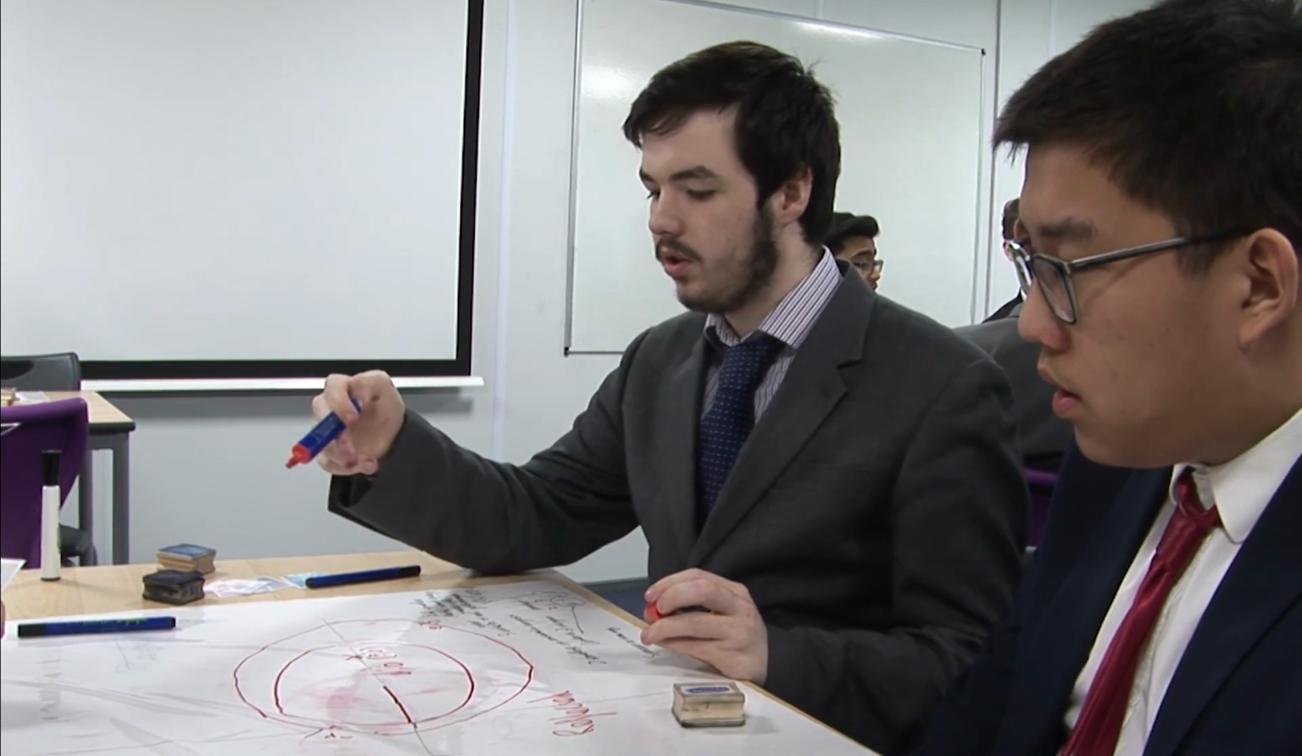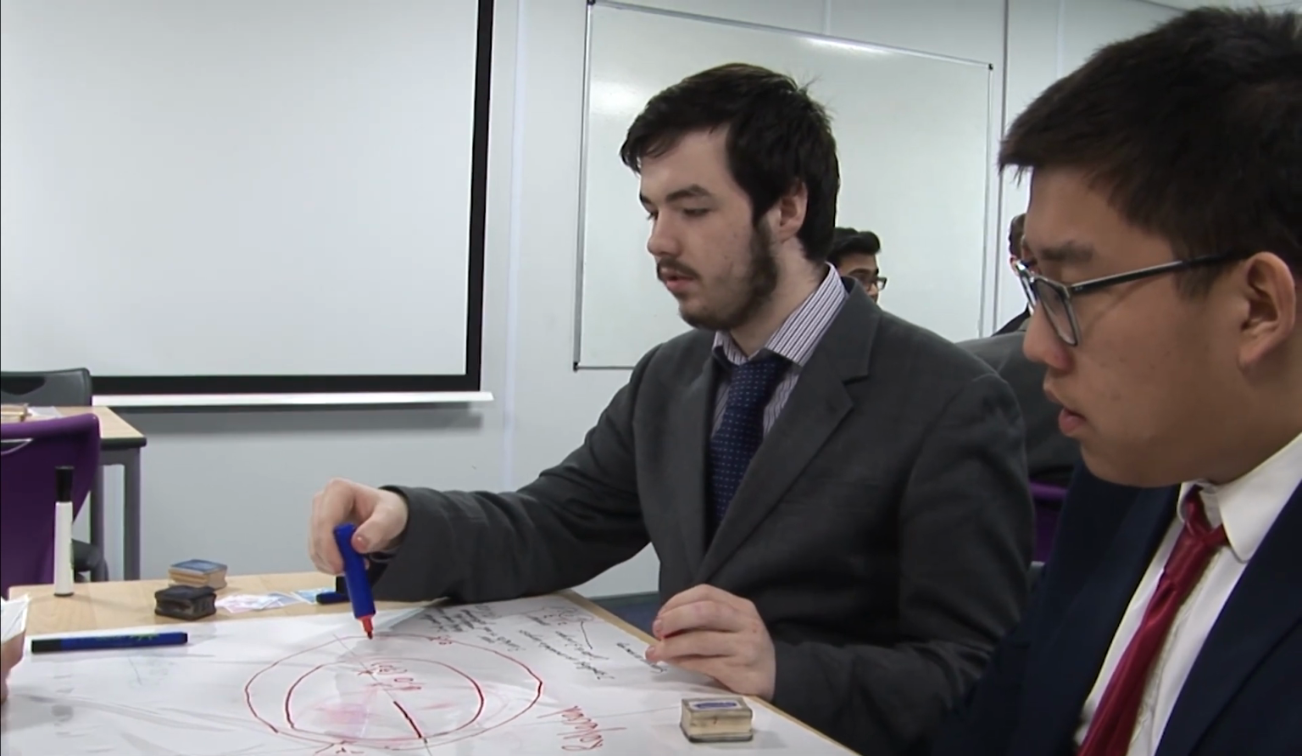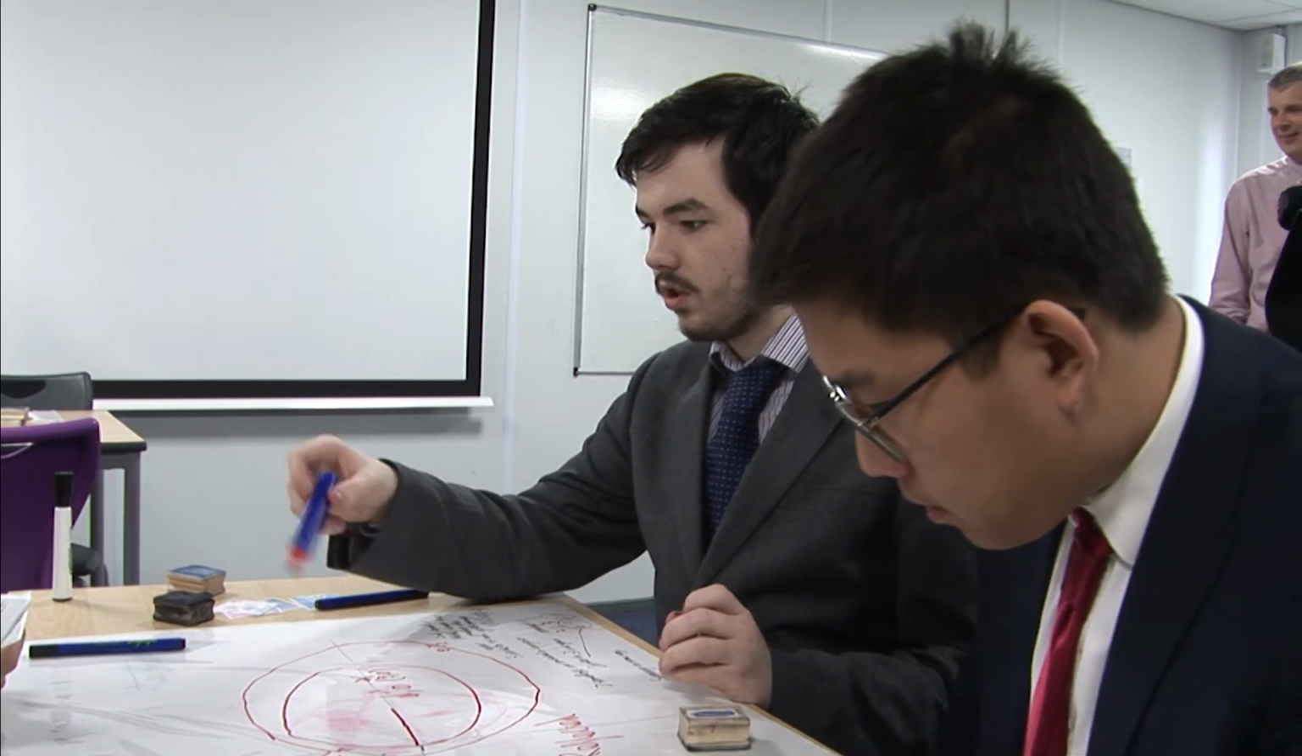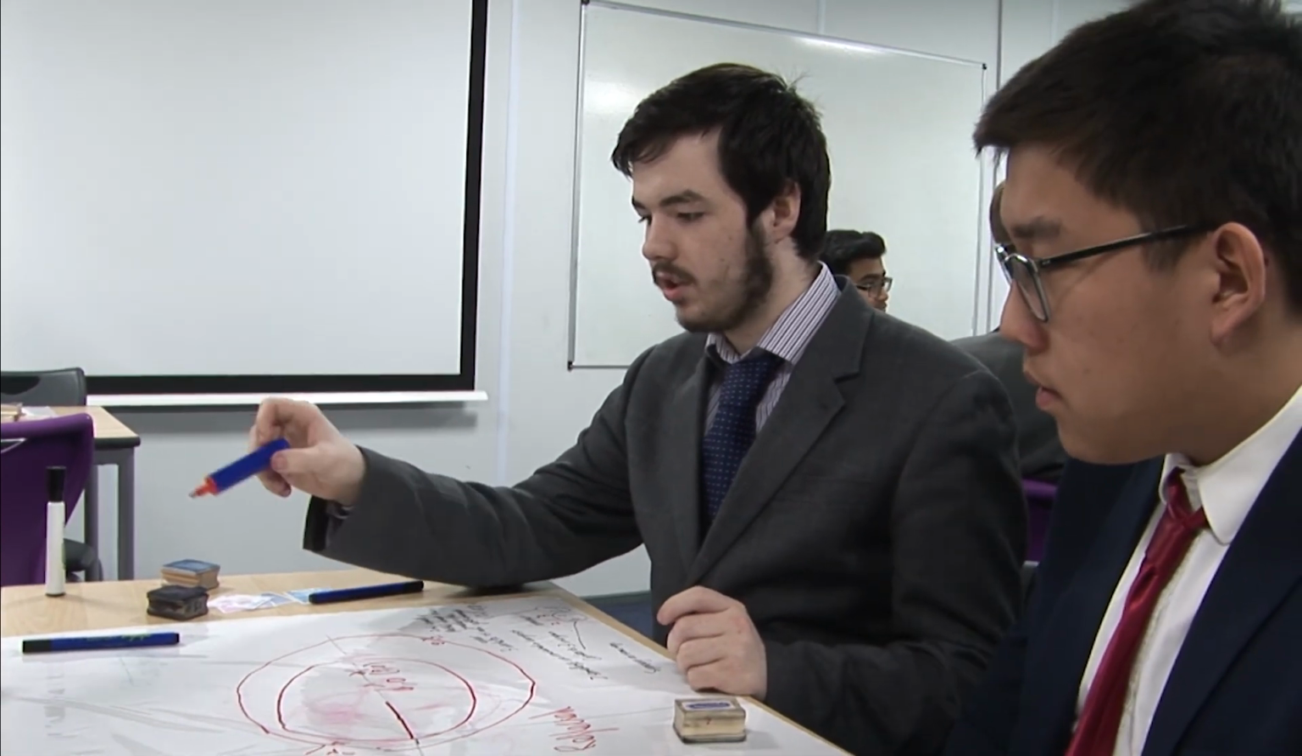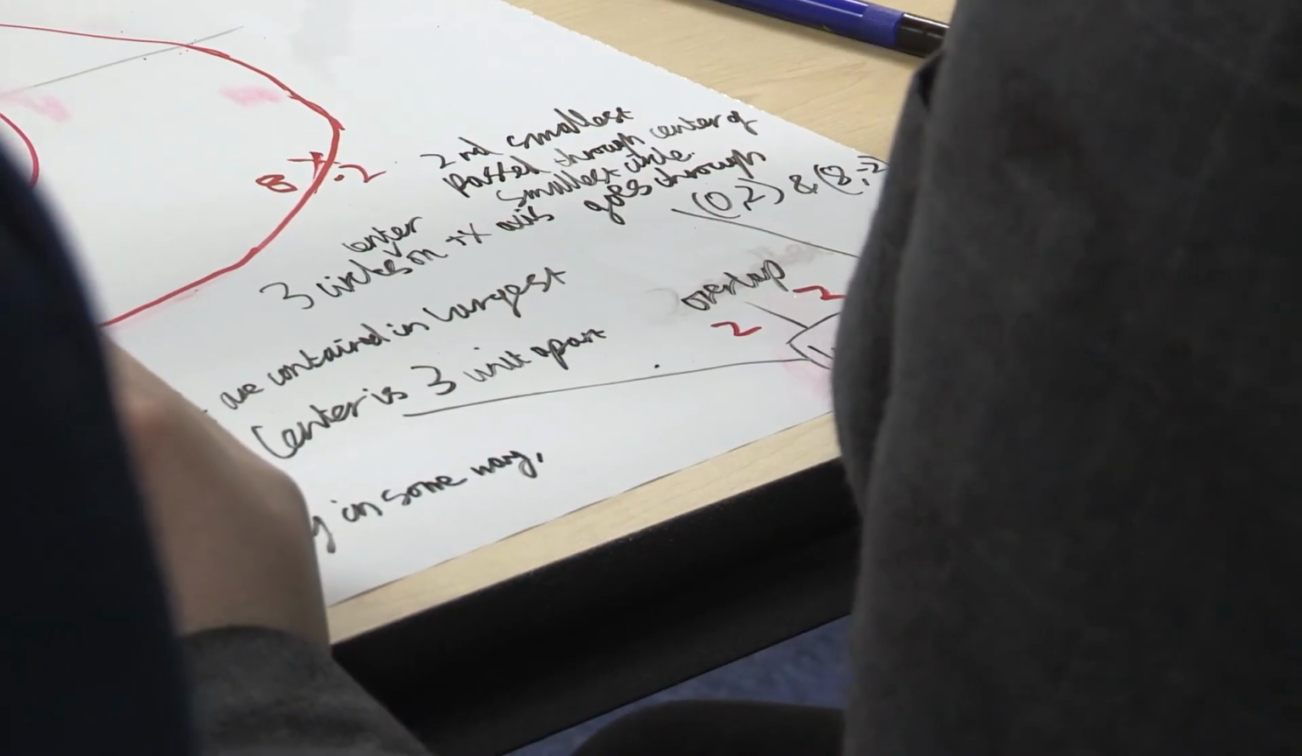So this goes for the midpoint of the smallest, doesn't it? So like the midpoint of the middle circle goes for the midpoint of the smallest circle, doesn't it?